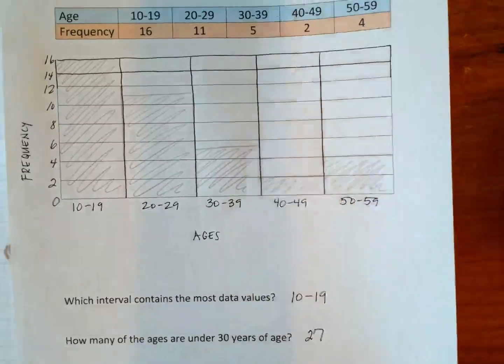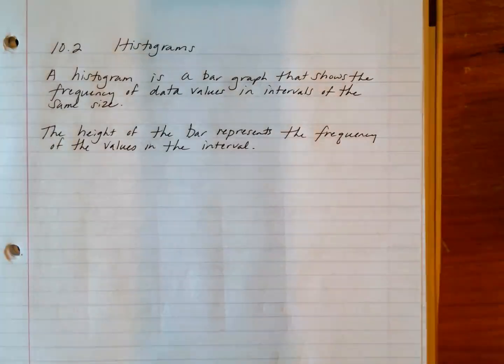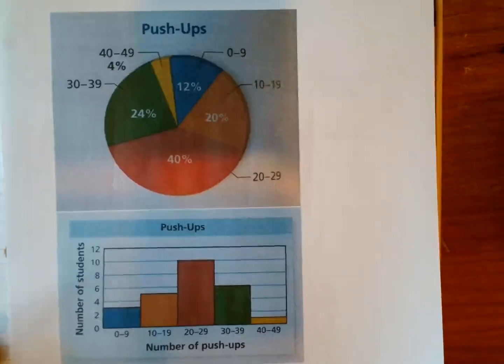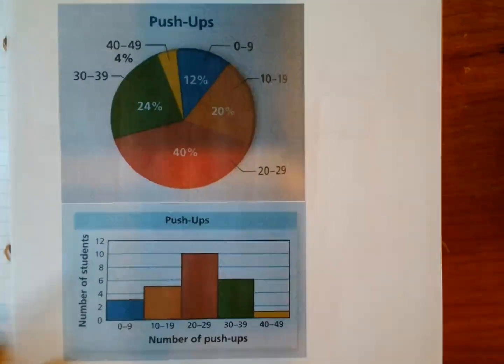of questions. Now there are going to be other types of graphs that you come across that are going to be able to answer some types of questions better than others can. So these two graphs are both showing push-ups done by the number of students in a class.